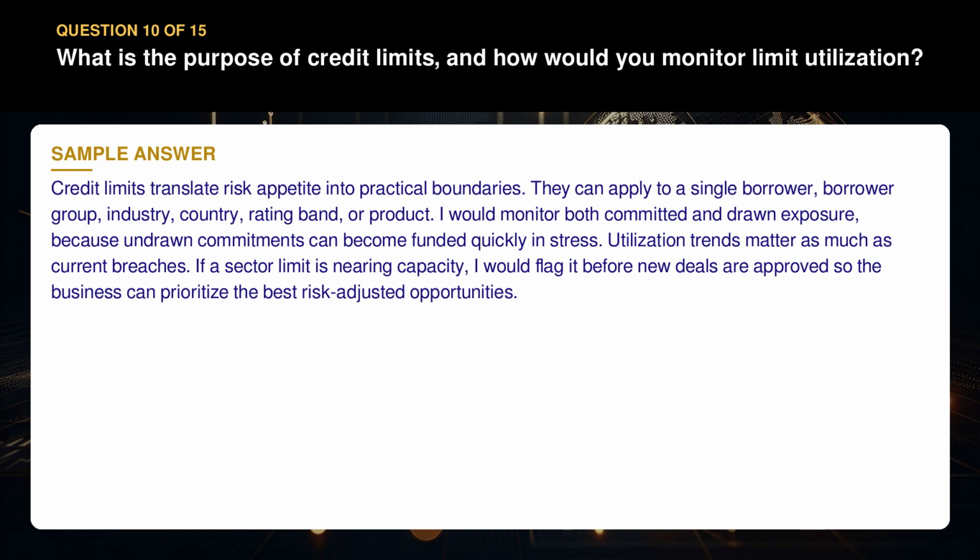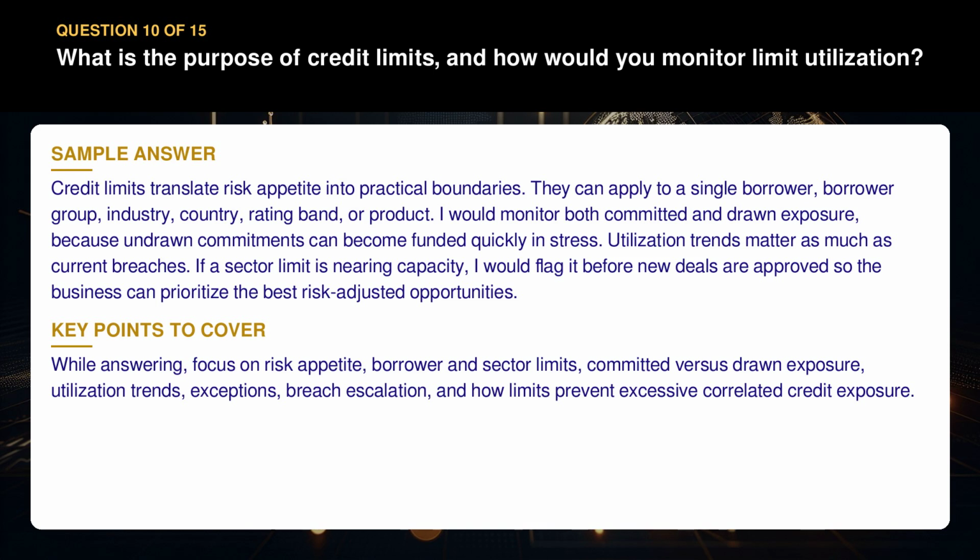If a sector limit is nearing capacity, I would flag it before new deals are approved so the business can prioritize the best risk-adjusted opportunities. While answering, focus on risk appetite, borrower and sector limits, committed versus drawn exposure, utilization trends, exceptions, breach escalation, and how limits prevent excessive correlated credit exposure.